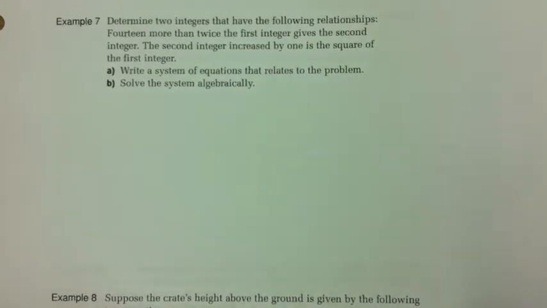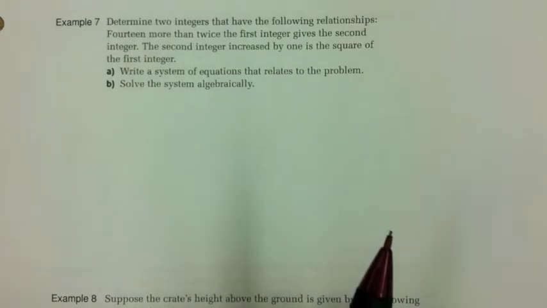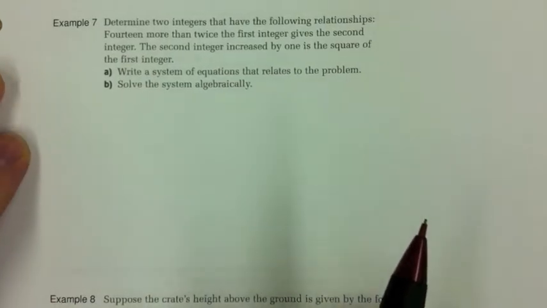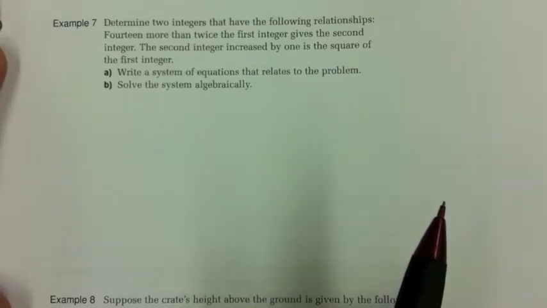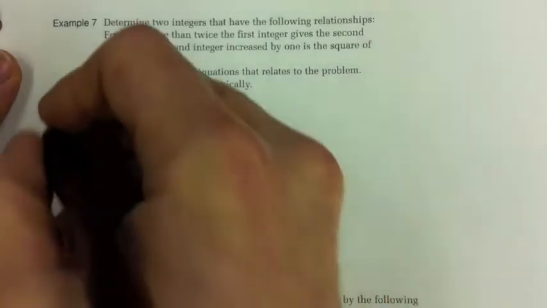Alright, let's take a look at example 7. It says determine two integers that have the following relationships. 14 more than twice the first integer gives the second integer. The second integer increased by 1 is the square of the first integer. And the question asks us A, to write a system of equations that relates to the problem, and B, solve the system algebraically.